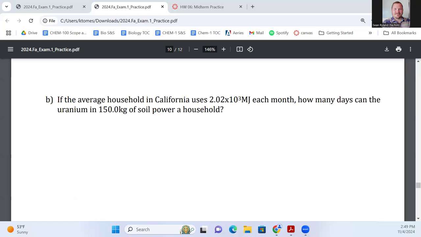And then we can say 2.02 times 10 to the 3 megajoules is 1 month. You could do something like 1 month is 30 days. That would get you close. The better way to do that, to use your conversions, is to say that there's 12 months in a year, and there's 365.24 days in a year. Then we're not assuming 30 days in a month. We're just saying there's always 12 months in a year, and 365.24 days in a year. I think it comes out to be something like 7.8 days.